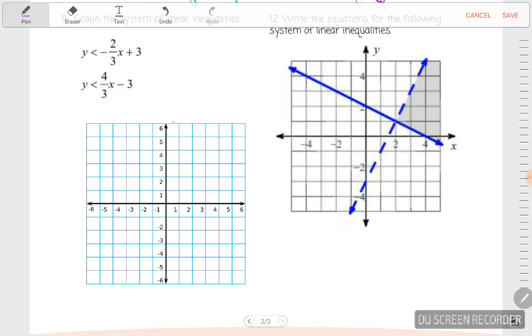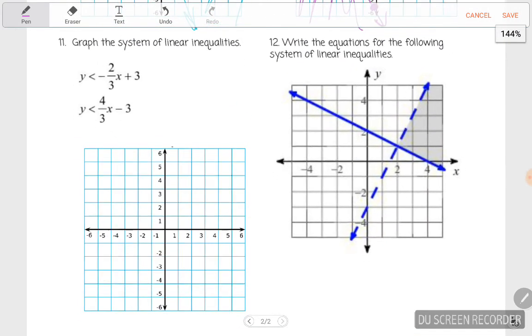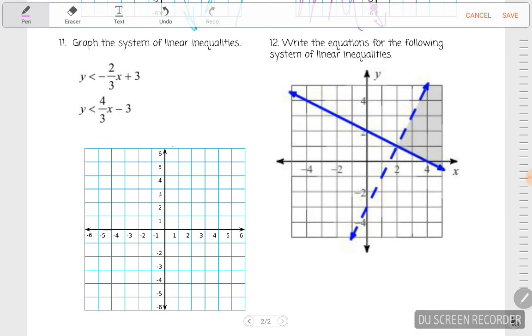Okay, looking at number 11, graphing this system. Graphing 2 lines, they're both already in the right form. They're also both less than, which means they're both going to be dashed lines and shaded below. Okay, so looking at the first line, slope, number in front of x, is going to be negative 2/3. Y-intercept, number after x, positive 3.